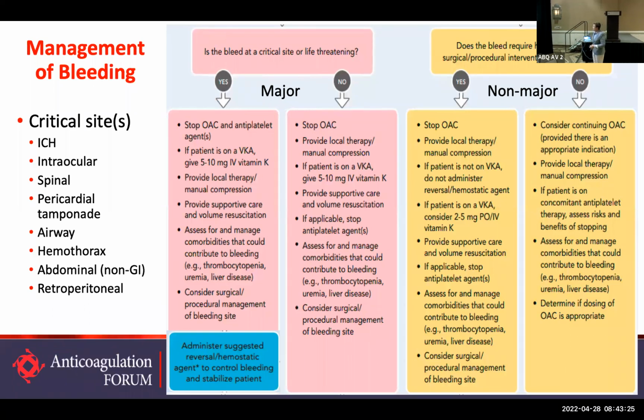And then moving to our left, for these major bleeds in a critical site, which would be considered intracranial hemorrhage, okay, always a life-threatening bleed, intraocular, spinal bleeds, pericardial tamponade, any type of airway or hemothorax bleeding, and then intra-abdominal, or the big problem, retroperitoneal bleeds. These, we're not only going to do all those aforementioned things like maximizing supportive care, but this is a situation where we're now going to be thinking, okay, I've got to give some type of reversal agent to stop this anticoagulant effect and get that off the table so I can focus on what else is going on with this patient.